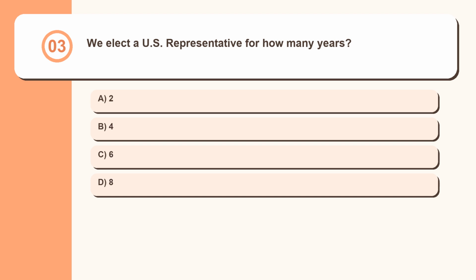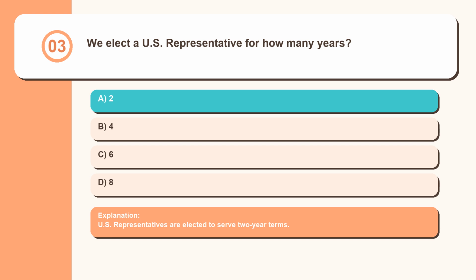Question 3. We elect a U.S. representative for how many years? 2, 4, 6, 8. U.S. representatives are elected to serve 2-year terms.